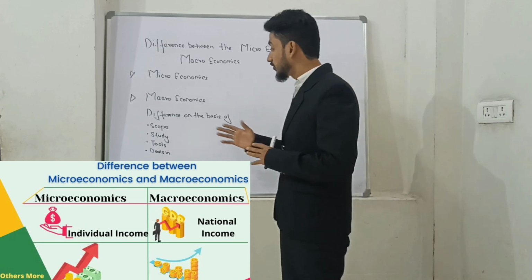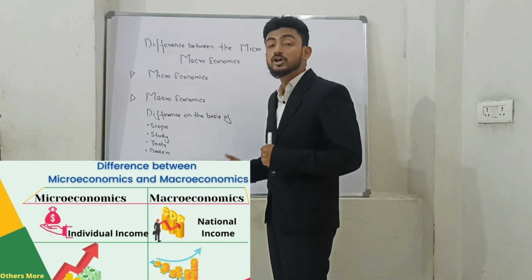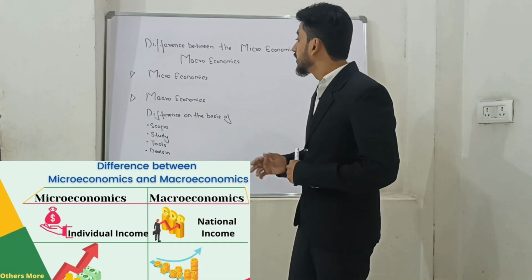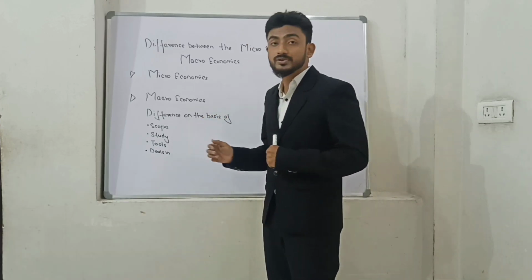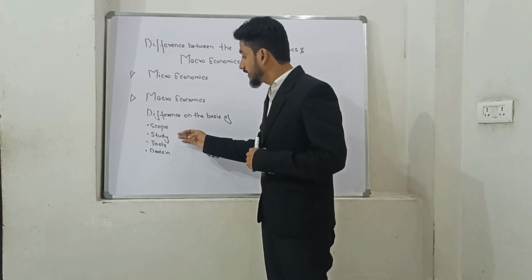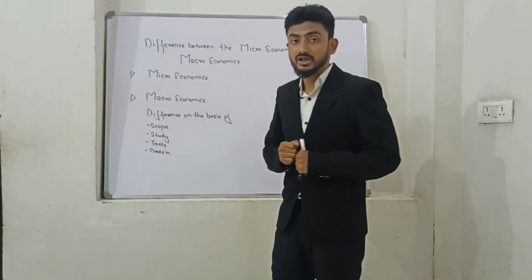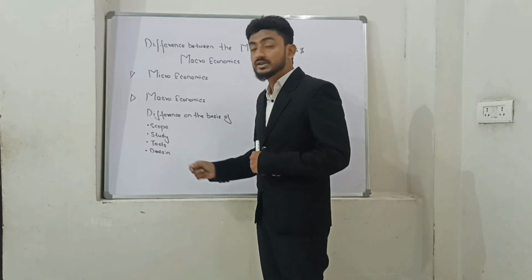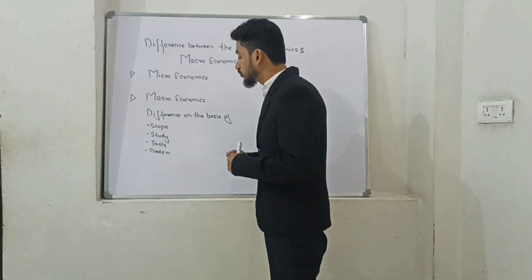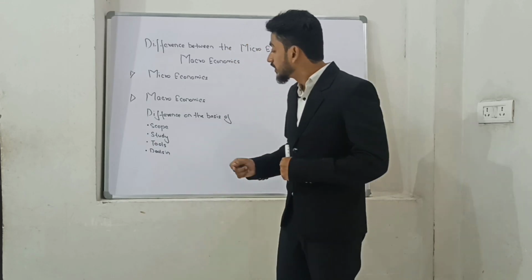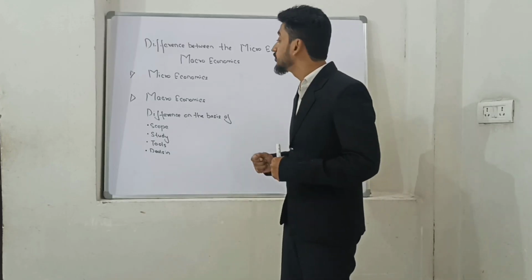The difference is on the basis of their scope, their study, their tools, and what they deal with. If we talk about microeconomics, it is narrow in scope. If we talk about the study, it deals with the individual company. Its basic tools are individual demand and individual supply of a particular commodity. It deals with individual price, individual income and individual output.